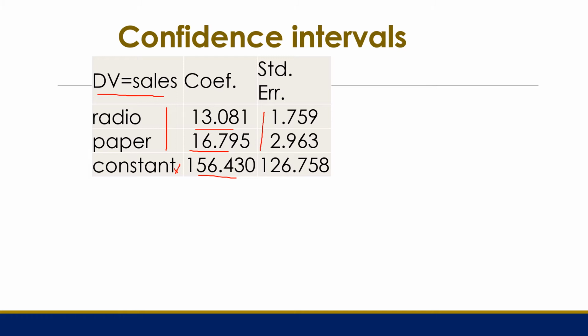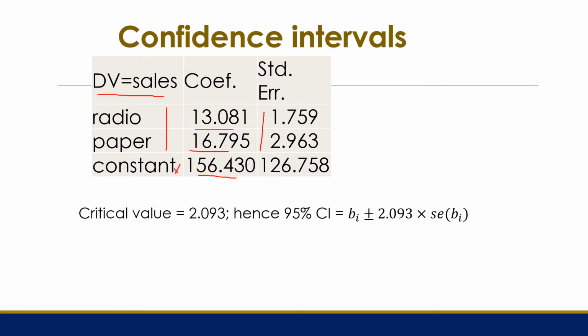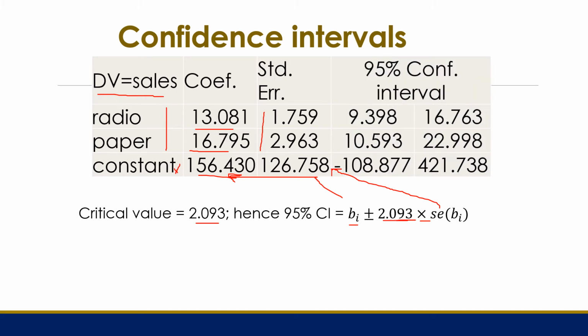So now to be able to compute the confidence intervals, we use this formula, which is going to be equal to bi, that is the estimate. And you get the table value, and we had seen that the critical value at 95% confidence interval is equal to 2.093, and then you multiply that value by the standard error of the estimates, which is this one. So this is how we compute the confidence intervals.